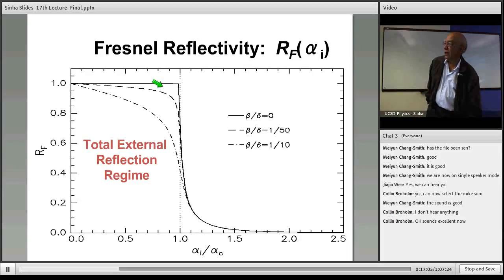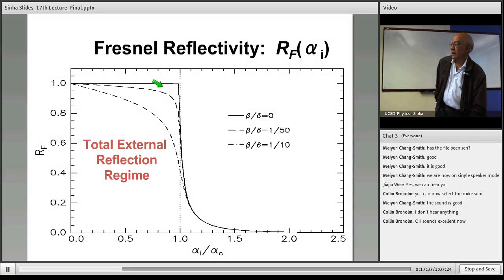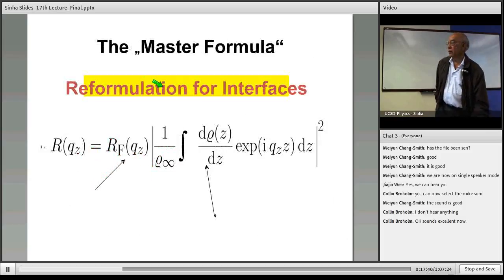Basically, if there's very little absorption, you get critical total external reflection. Reflectivity is 1 up to the critical angle of grazing incidence, and then it drops dramatically and tails off basically like 1 over alpha to the 4th, as you will see. If you've got absorption, this curve gets rounded out somewhat, and even in the region of total reflection, you don't get a complete reflectivity of 1. Okay, let's go to the next slide.